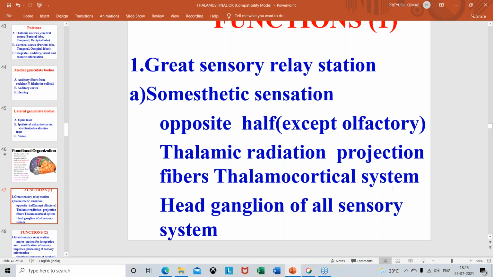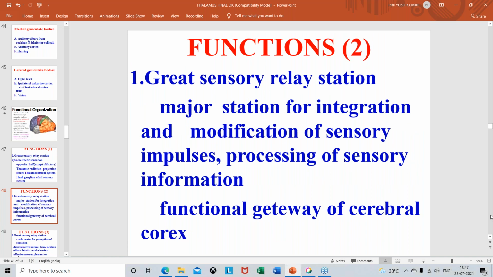So it is a great sensory relay. It is the major station for integration and modification of sensory impulses, and processing of sensory information. So what happens in the thalamus? There is an integration, some kind of modification, some kind of processing of the sensory information in the thalamus. So it is referred to as the functional gateway of the cerebral cortex.